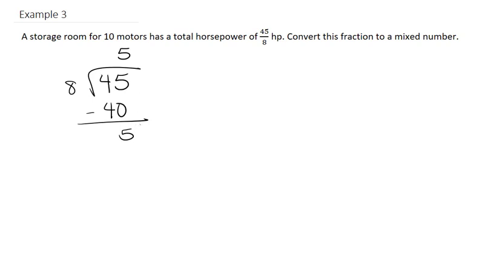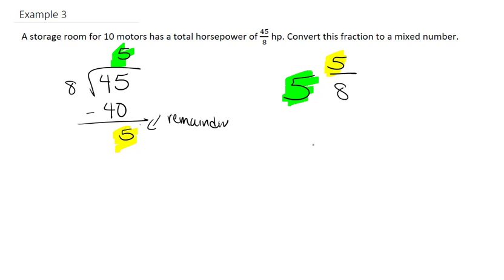So this 5 is considered our remainder. So what we do is we now have our whole number, which is 5. This is that 5. Then we have 5 as our new numerator, and this is from our remainder. And we're going to keep our denominator, so it's 8. So 5 and 5/8 would be the mixed number for this.